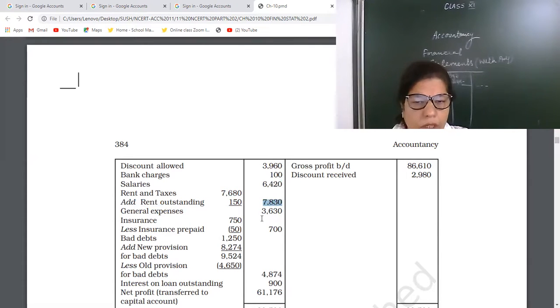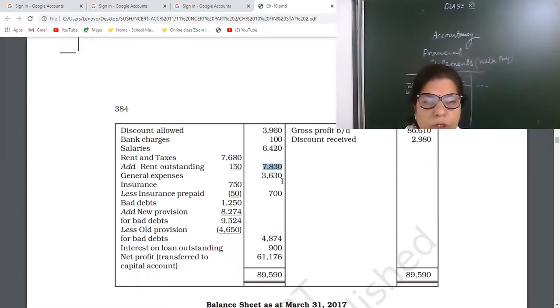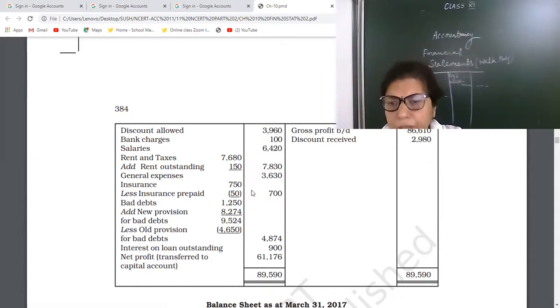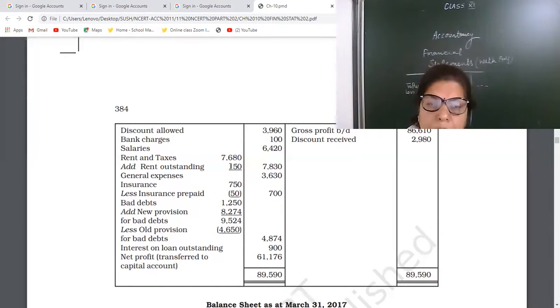That's why it is to be paid. Now see general expenses without adjustment. No adjustment required. Then insurance 750. Prepaid insurance 50 rupees is to be subtracted because prepaid is not related with the current year. You can see the table of adjustments which I gave you. Outstanding should be added, prepaid should be subtracted. Outstanding at the liability side and prepaid at the asset side.